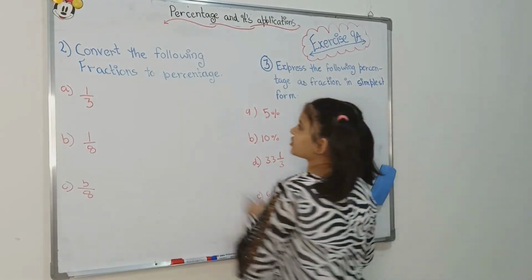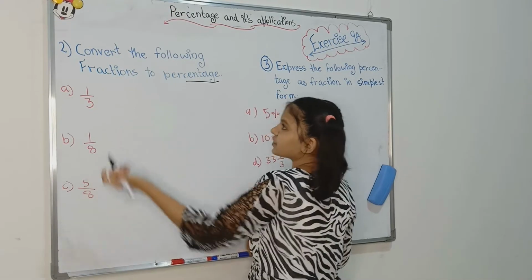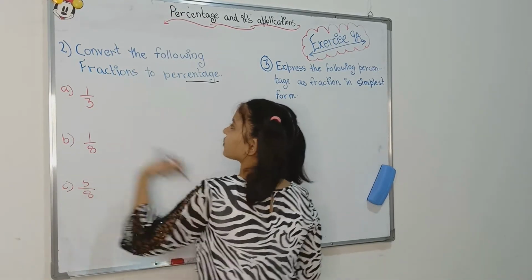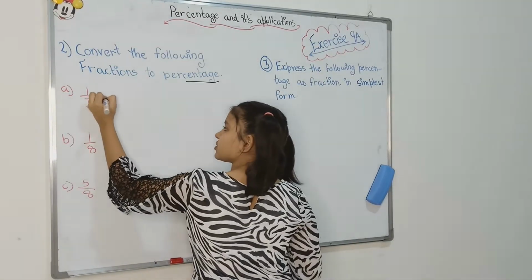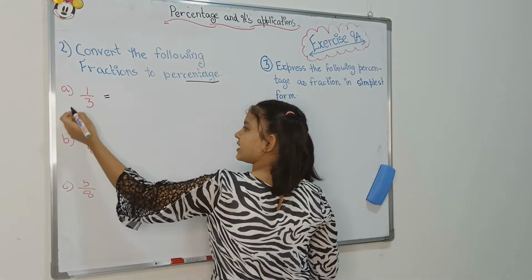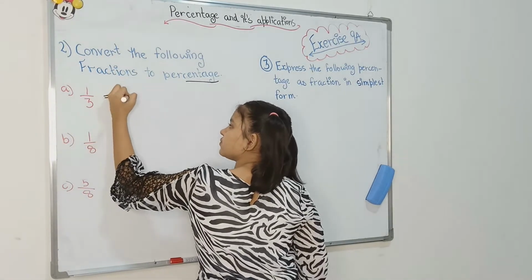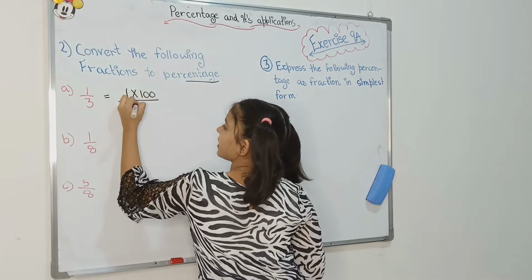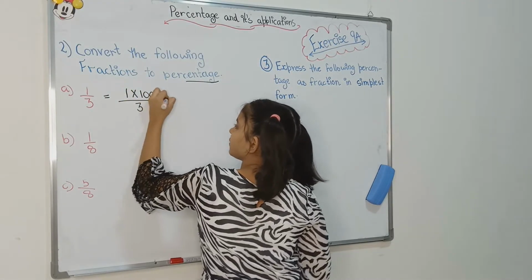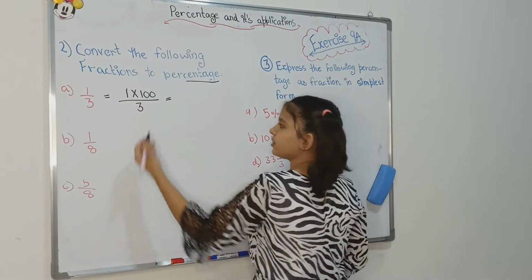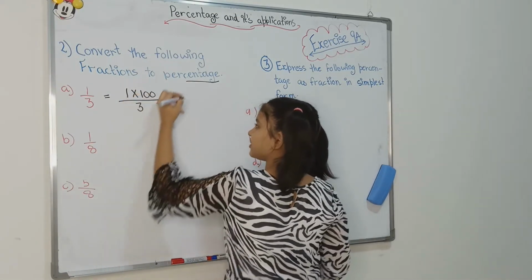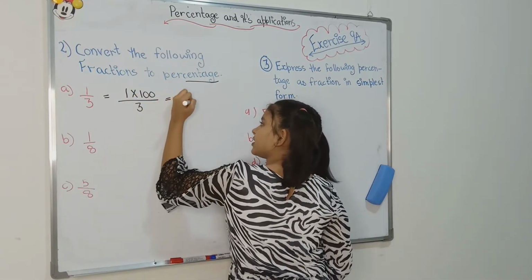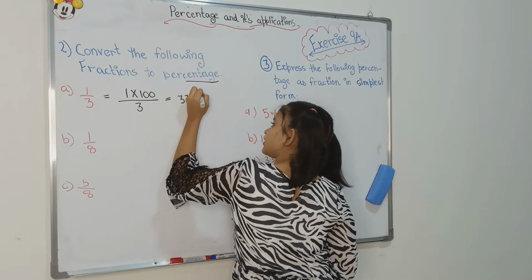Convert the following fractions to percentage. Here we have to convert the fractions. Fractions are given, we have to convert them to percentage. So first one is 1 by 3. So 1 into 100 we will write, then divided by 3. When we multiply 1 into 100, it is 100 only. So when we divide 100 by 3, our answer would be 33.33.